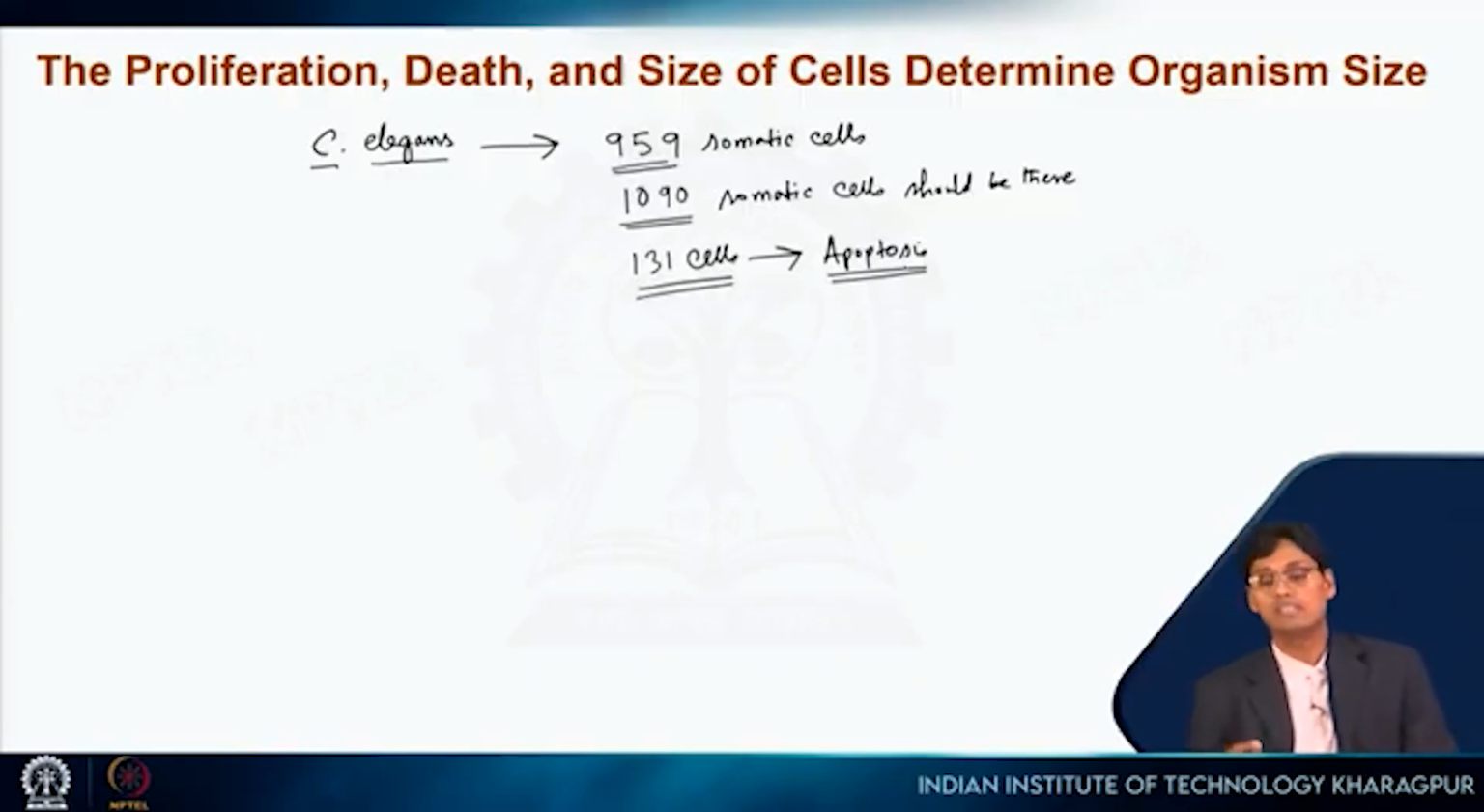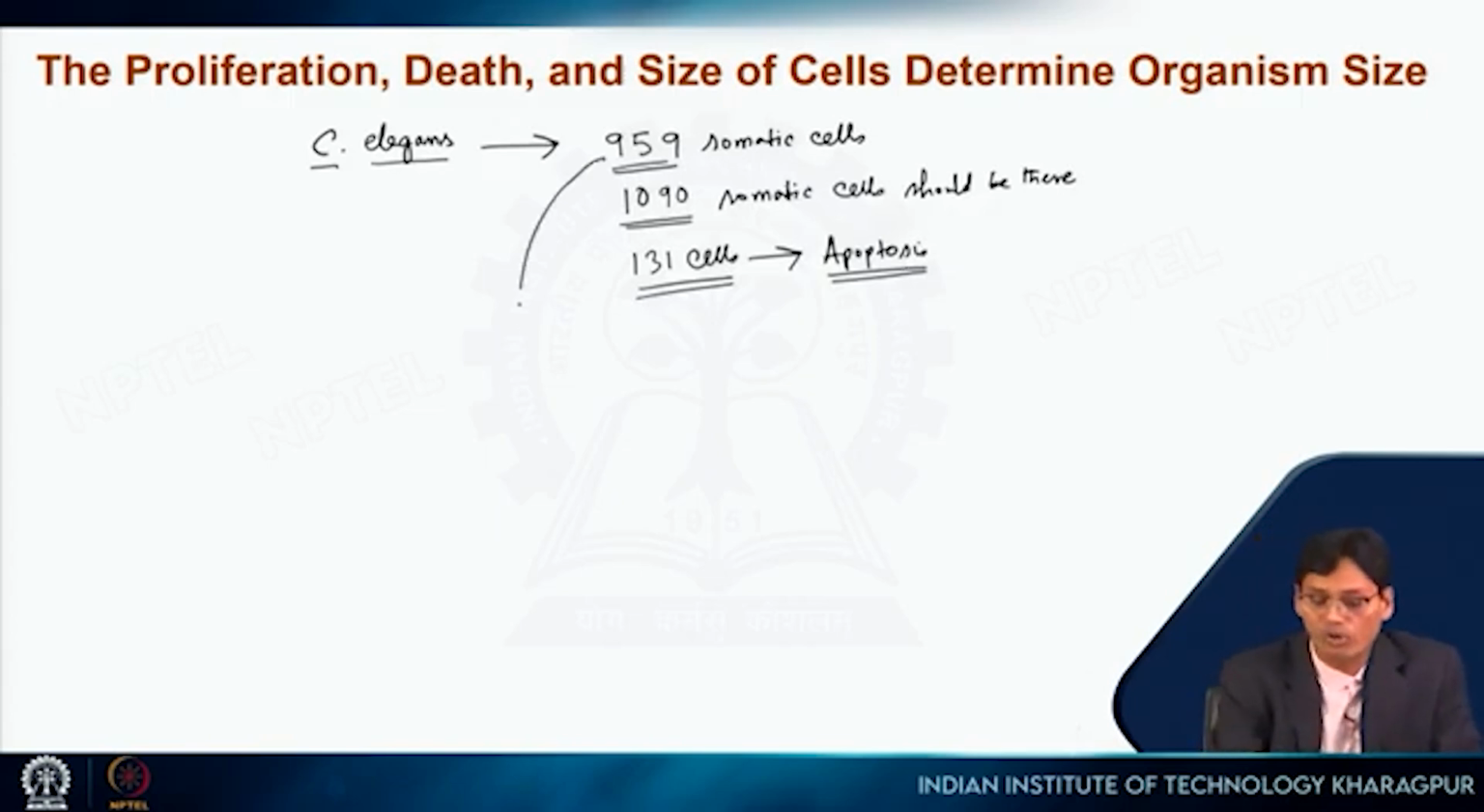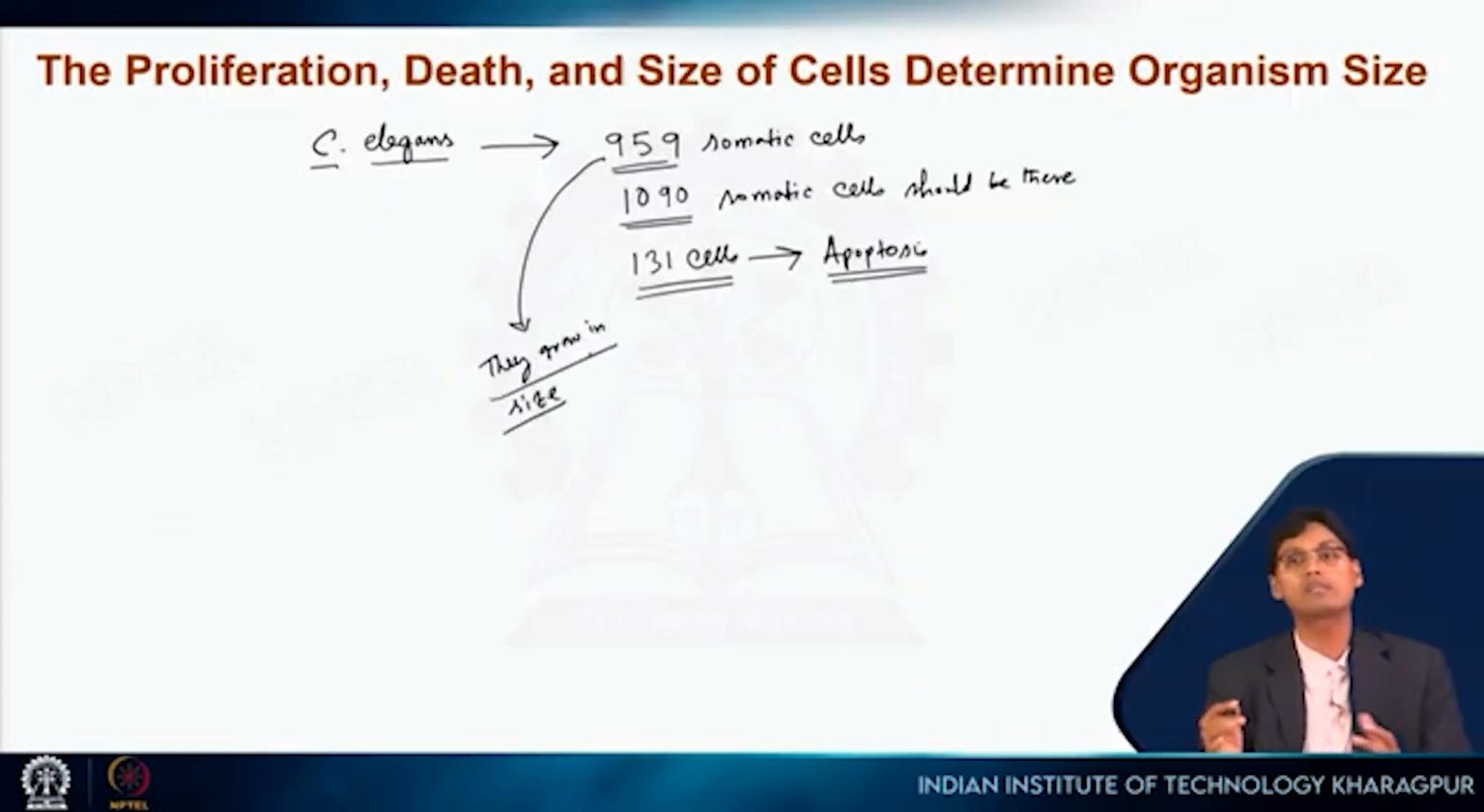That is because these 959 cells grow in size. As I explained, there are multiple mechanisms. In this case, cells are growing in size. But why are they growing in size? Because there is some more complexity there.